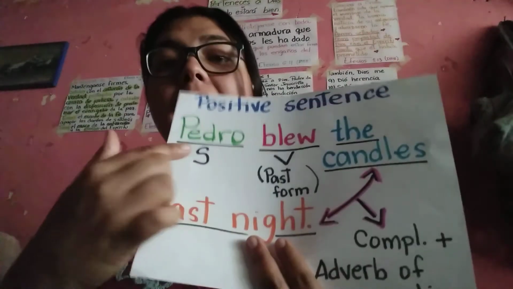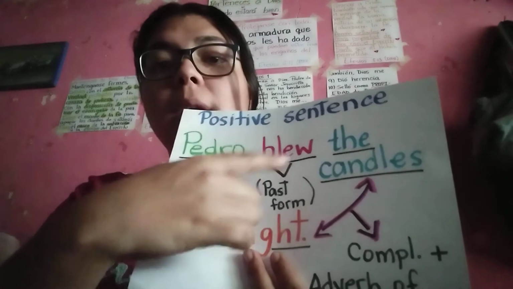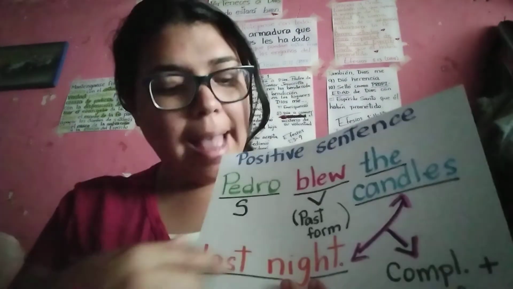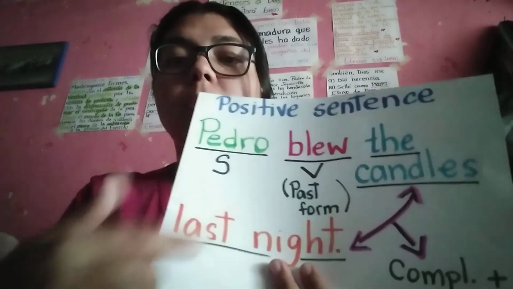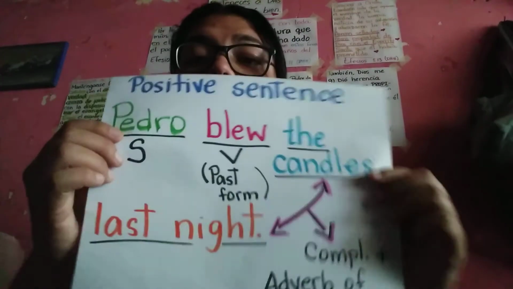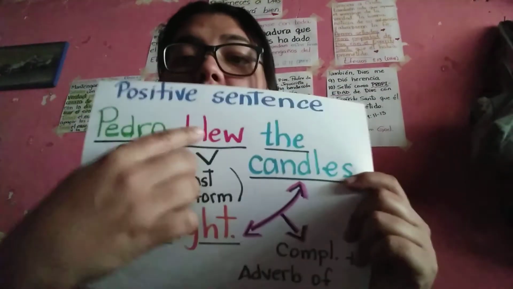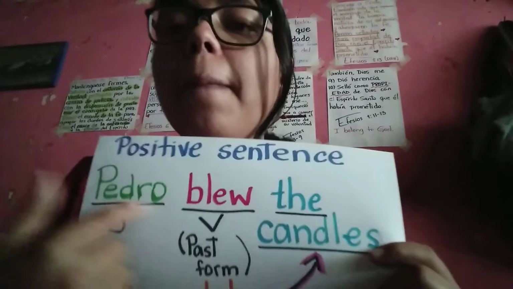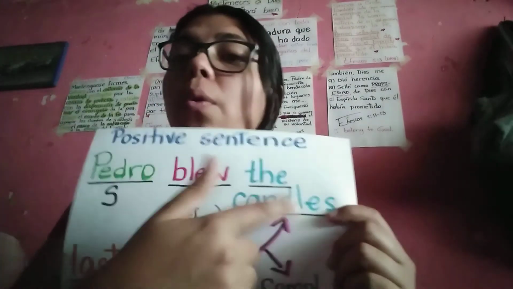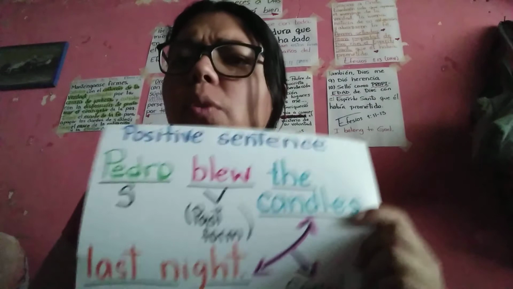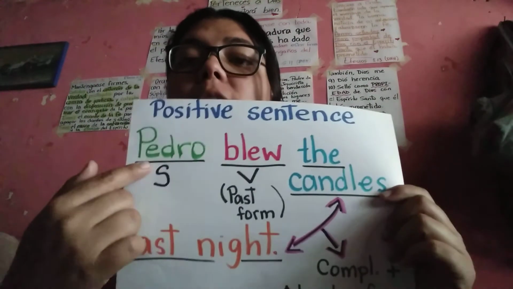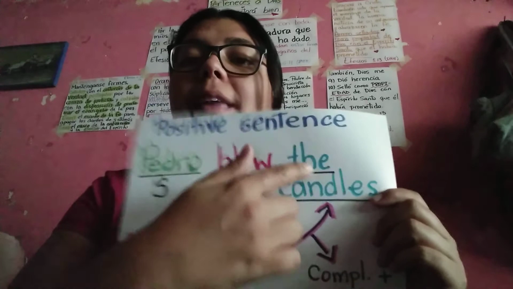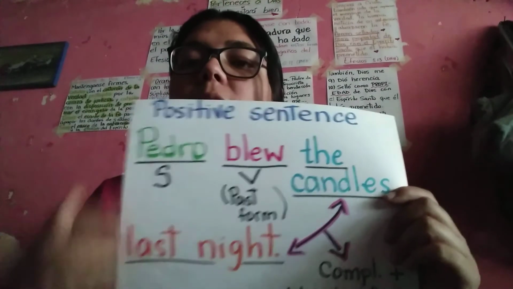So I want you to read this with me. It says, Pedro blew the candles last night. Pedro blew the candles last night, right? So I have my subject, I have the verb. What did Pedro blow? He blew the candles. When did he do it? He did it last night, right? So say with me, Pedro blew the candles last night. So this is a positive sentence.